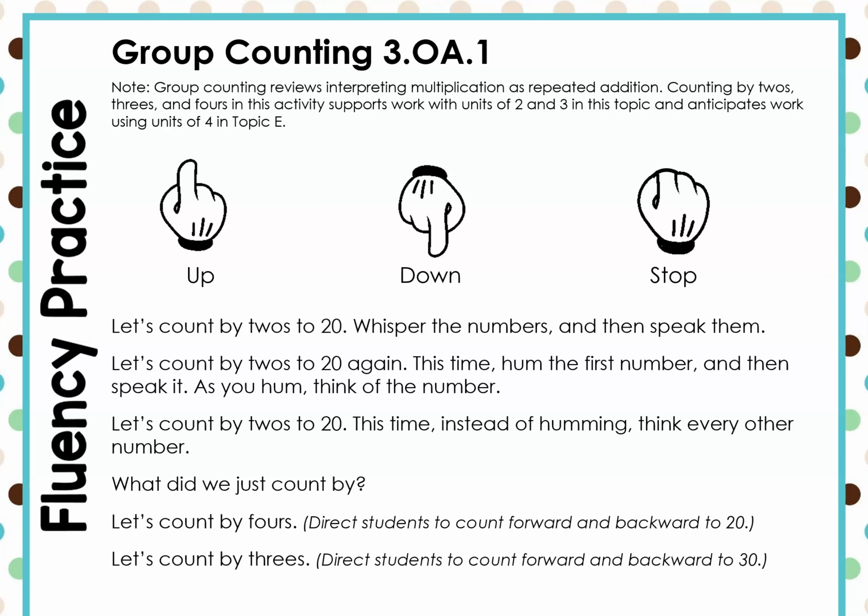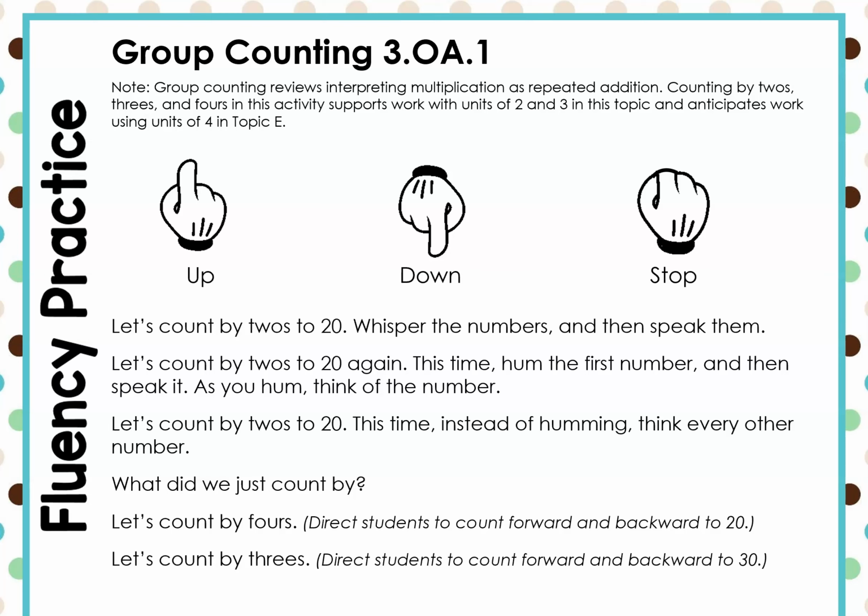This time we're going to hum the first number, then speak the next number. As you hum, just like we whispered the last time, I want you thinking of that number. This is just a way to practice that skip counting. Okay, here we go. Do it with me. 2, 4, 6, 8, 10, 12, 14, 16, 18, 20. Okay, so that hum just replaced the numbers that we said.